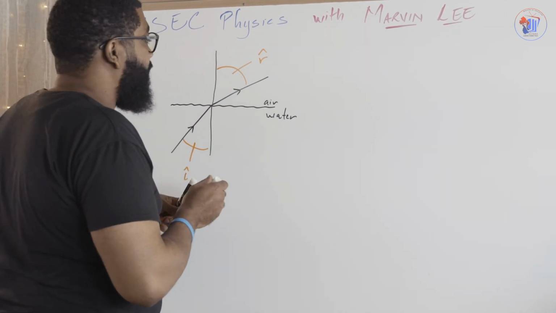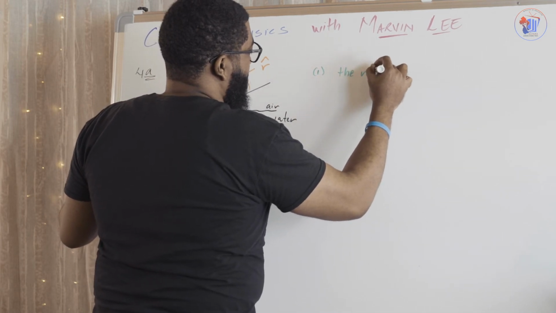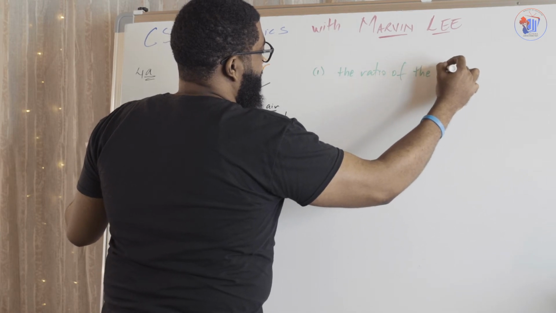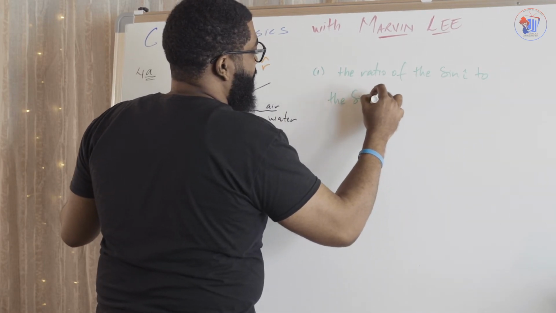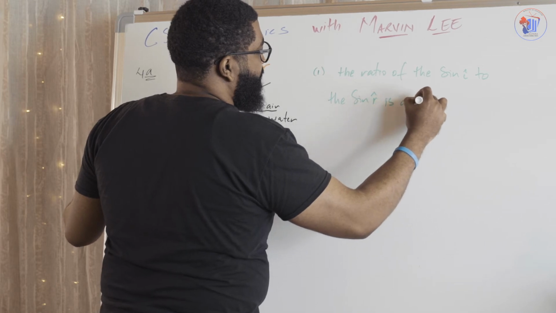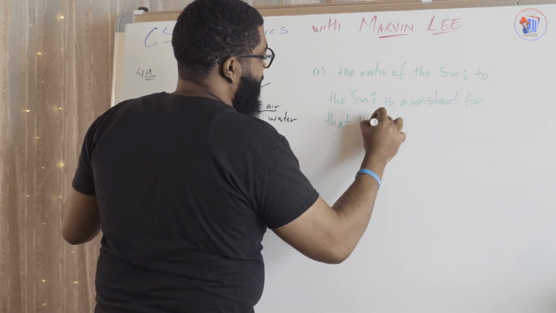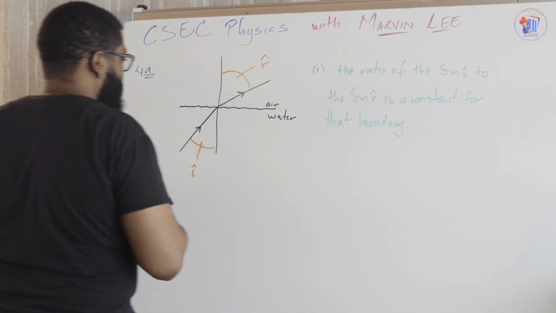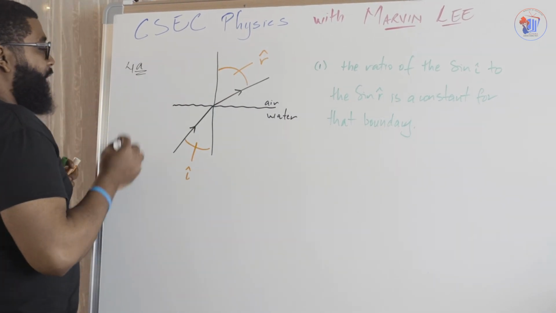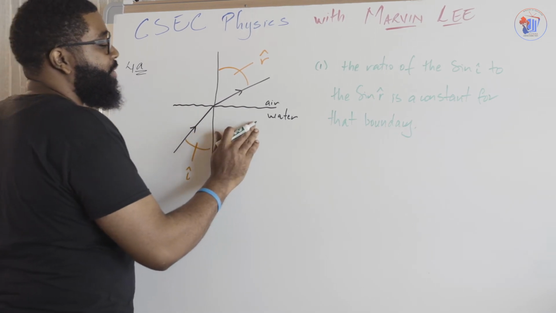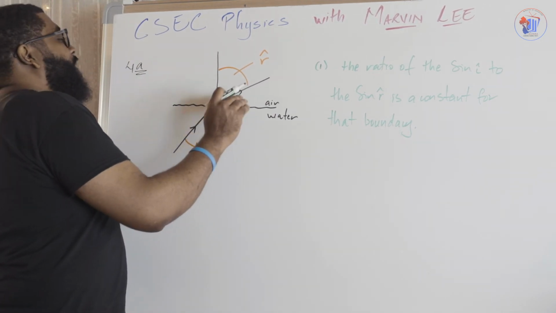The first law of refraction says the ratio of the sine of the angle of incidence to the sine of the angle of refraction is a constant for that boundary. It simply means if you find the sine of this angle and divide it by the sine of that angle, for any ray of light traveling from this water into this air, you're going to get a fixed or constant value. Now please note I said this water and this air.